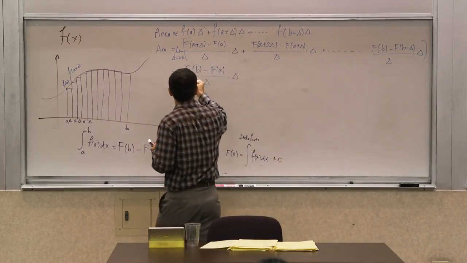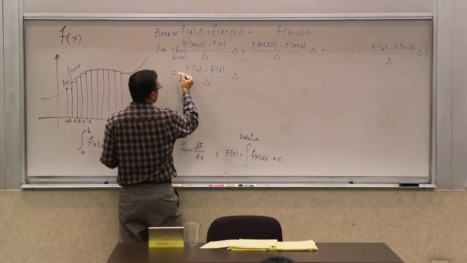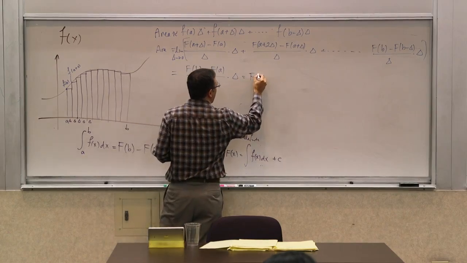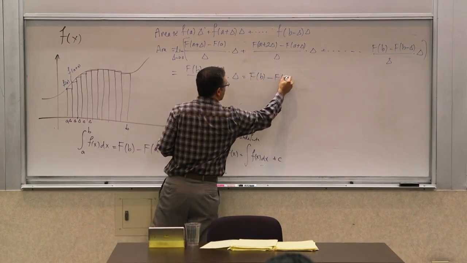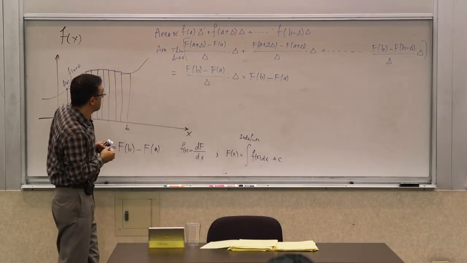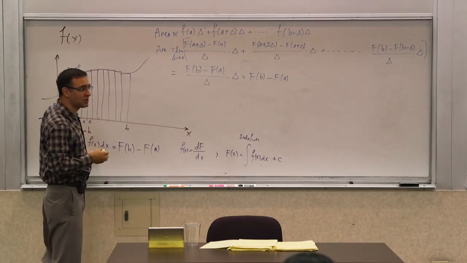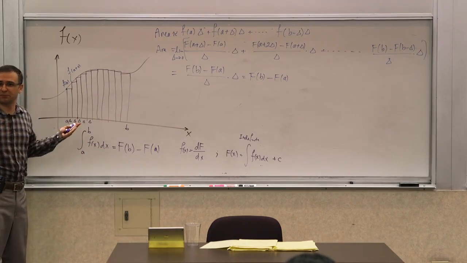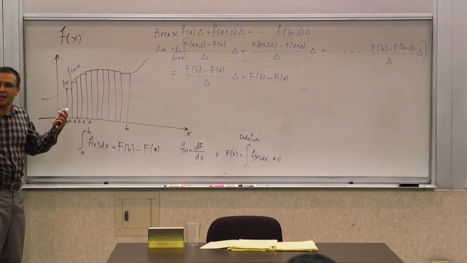Which identically is the same thing. And in this case, if delta goes to 0, it doesn't matter anyway, so it's going to be f of b minus f of a, which is, by definition, this. So this shows the fundamental theorem of calculus.